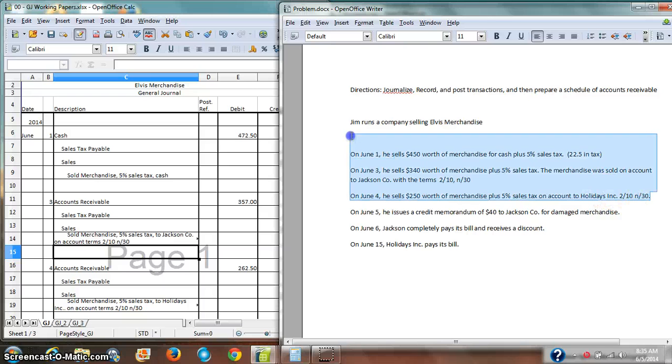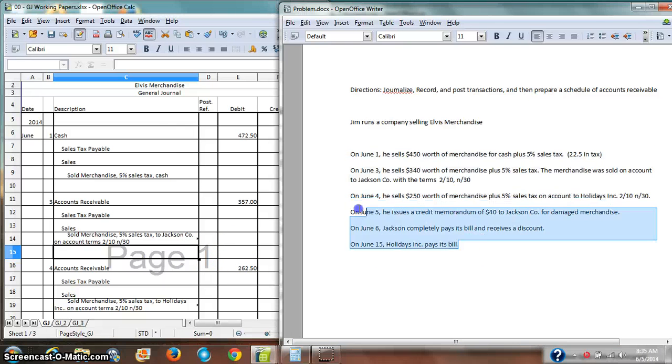And so I've done these first 3 transactions, journalizing them to the general journal. In the next video, I'll go ahead and finish up these last 3.